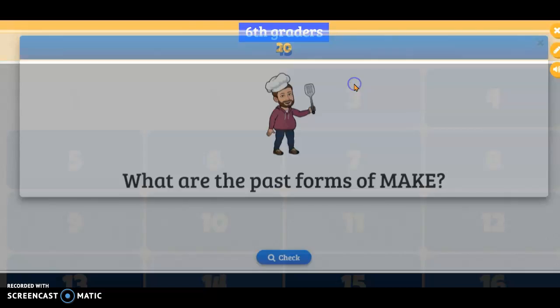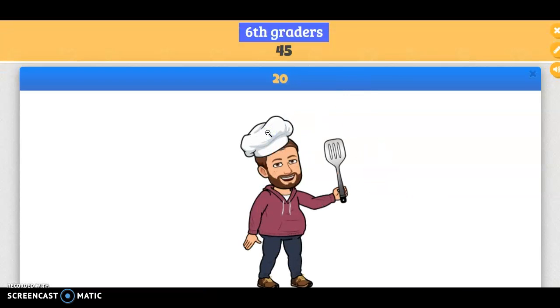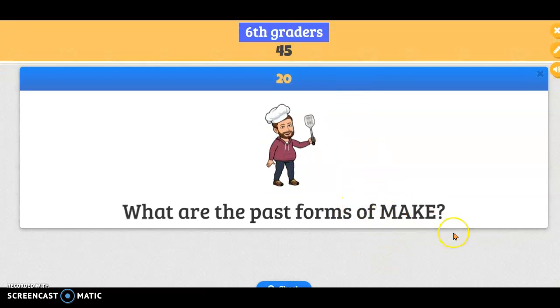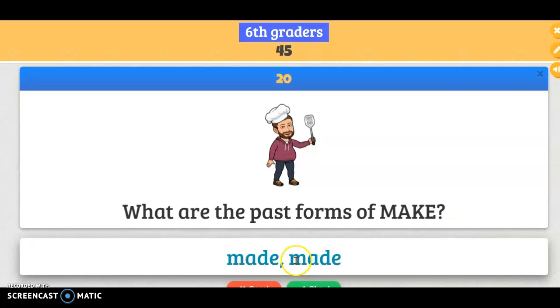Let's continue with number 3. Now, make. Same thing here. Made, made. Make, make, made. We repeat them.